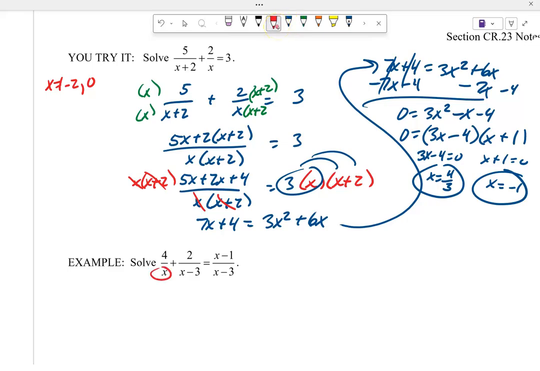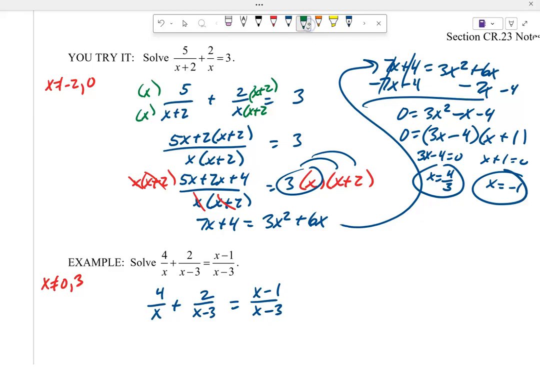Notice from this one, x can't be 0. From that one, x can't be 3. Same thing over here, x can't be 3. So 0 or 3, I'm going to throw out. So let's go ahead and solve this now. We've got to get a common denominator on this left-hand side so we can get one fraction equaling one fraction. That is the name of the game.